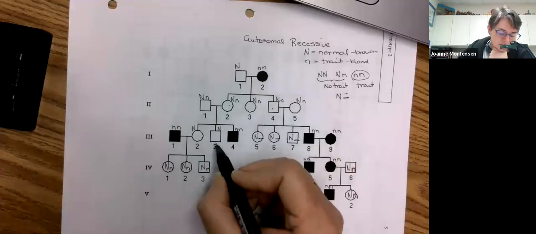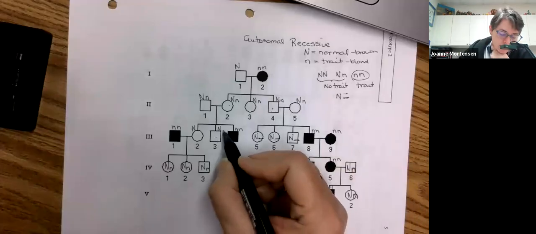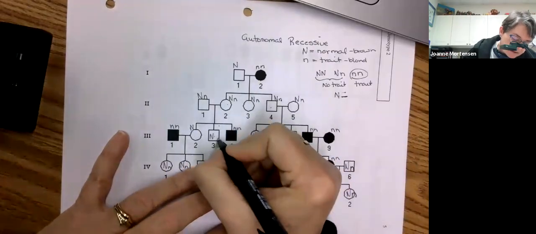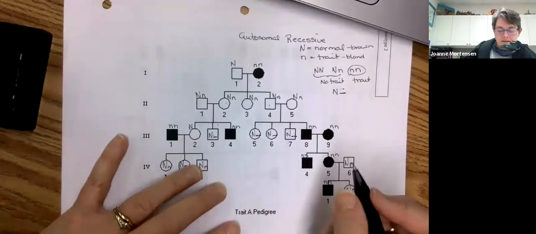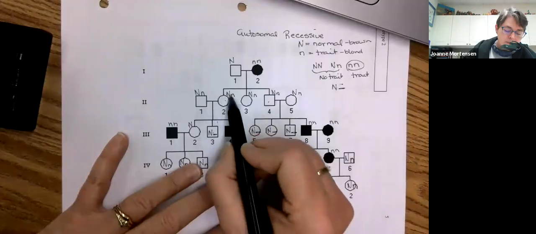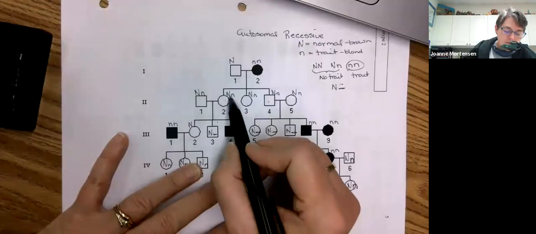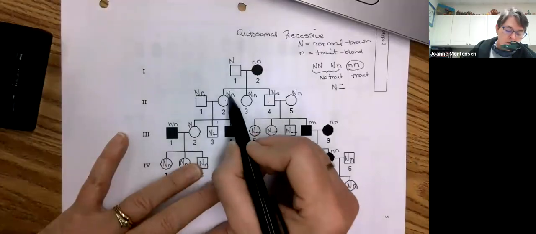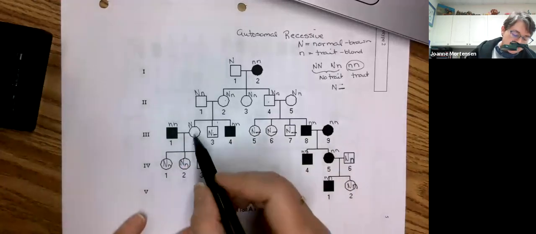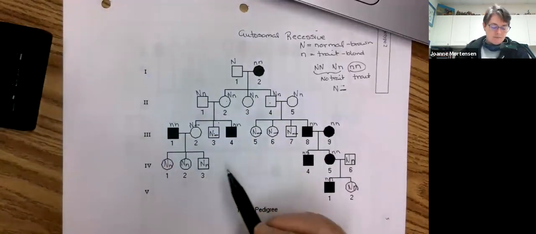Who else are we missing? Oh, we're missing this boy. I'm going to erase that. I'm going to nominate him as we don't know yet because neither of these parents is purebred. We know there's a capital N, but let's say if that capital N is from dad, we don't know if mom contributed the capital N or the little n. And we can say the same thing about this lady here. I'm going to give her an I don't know.